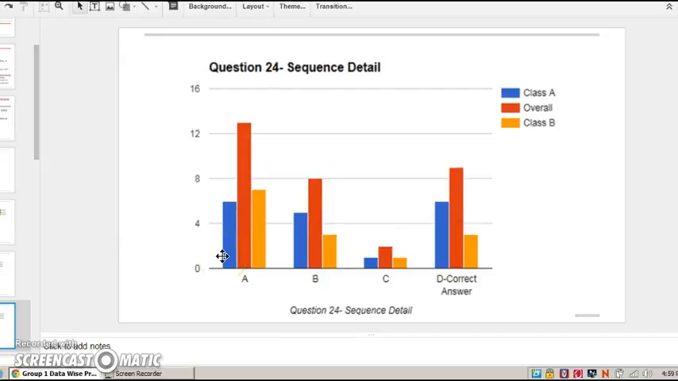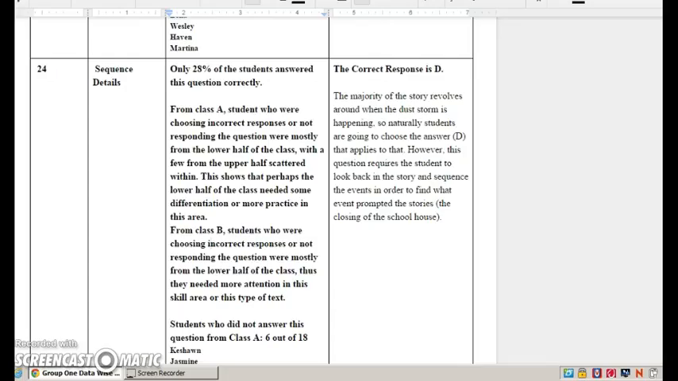Question 24 was sequencing details. We see that the correct answer was D. We see that a lot of people answered A again. So when we look back, we see only 28% of the students answered the question correctly. We know that choice D was the correct response, but when we looked at the data more closely, we realized that the students needed to go back into the story and look at what events and what sequence the events happened and what prompted the stories to happen.